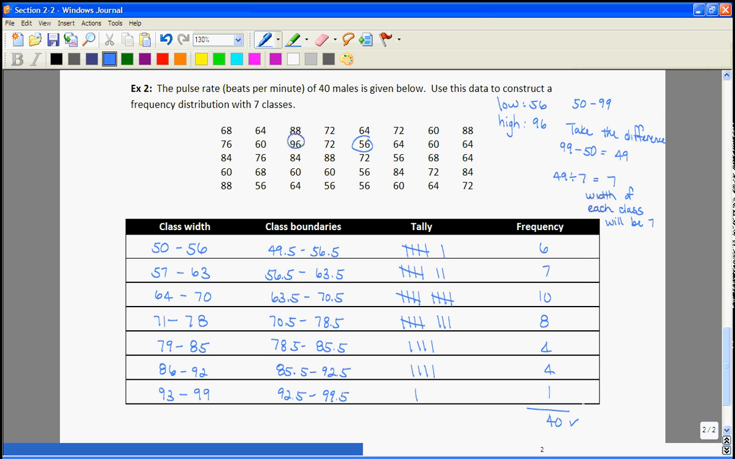Okay, so that wraps up 2.2. Make sure you get some good practice with figuring out the class width and the class boundaries, because you will use this skill when we get to graphing histograms.